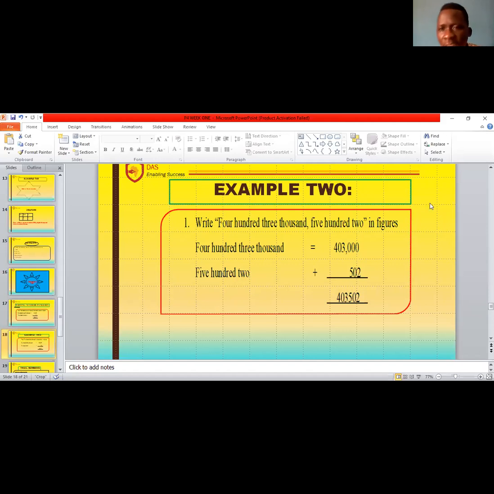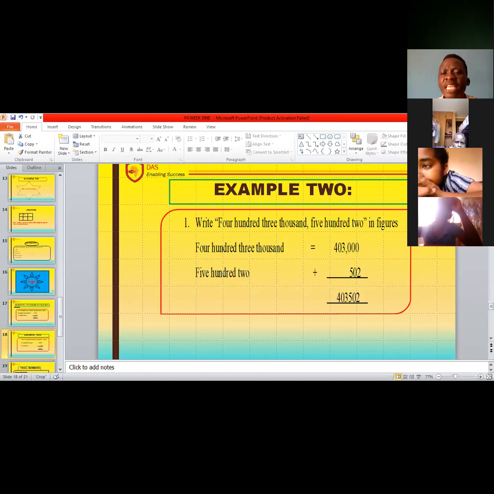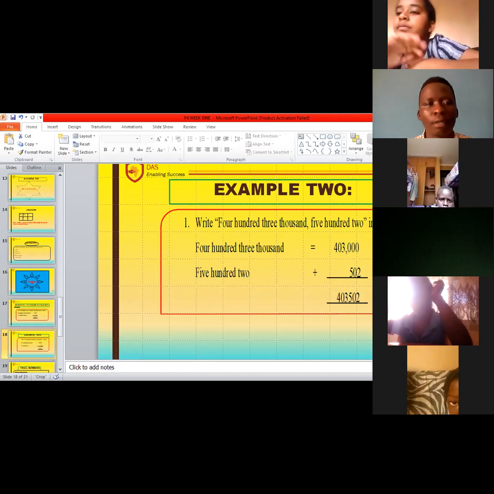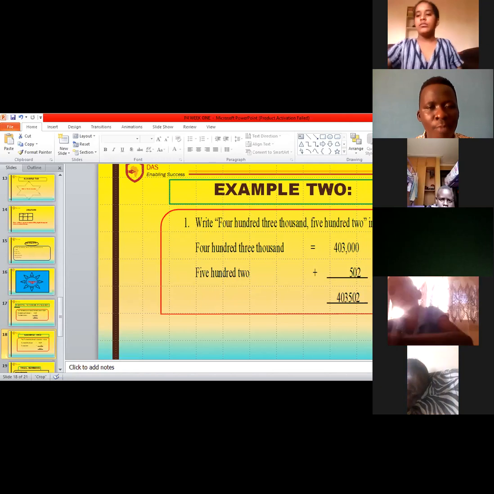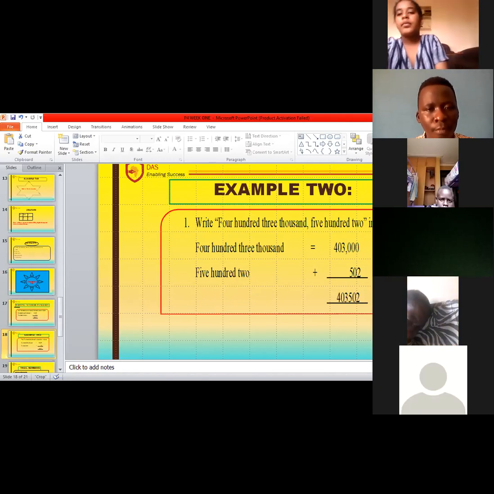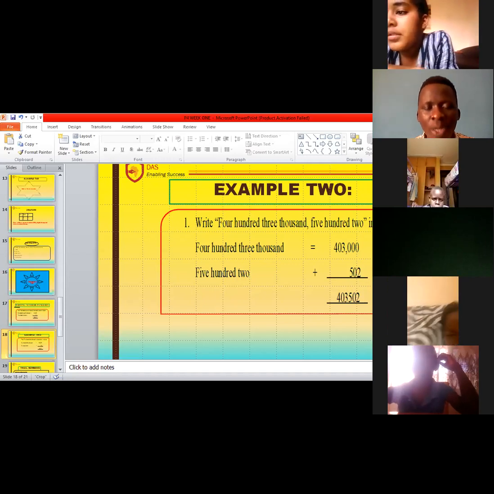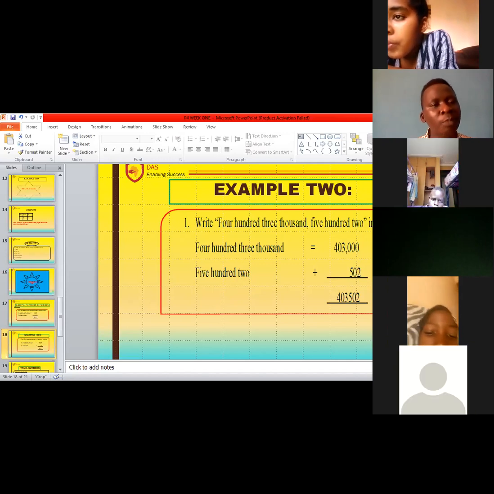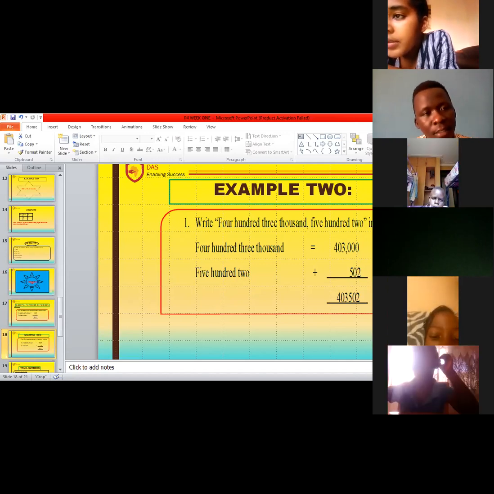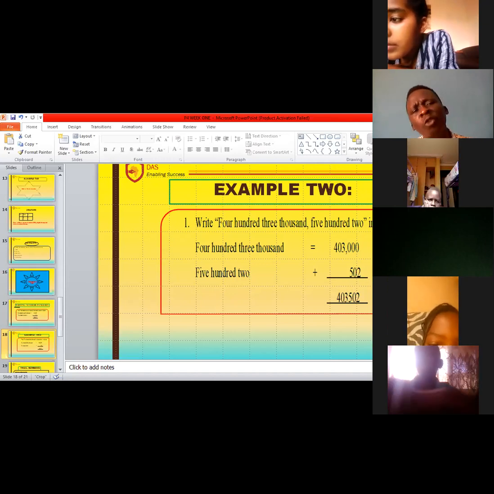Basing on the previous explanation, I want that bright student to identify for me the major unit in that sentence of example 1. Hand up, a major unit there. Mohammed, unmute. 403,000. I just want a major unit only. Which word is there for the major unit? Is it million? Is it thousand? What is it? 1,000. Correct.